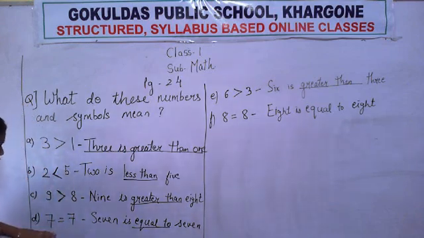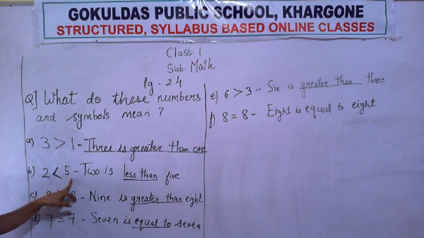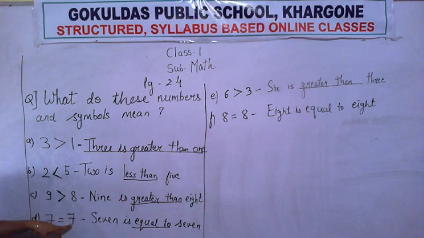Okay. For example, this is given. How do you read it? 7 is equal to 7. 3 is greater than 1. 2 is less than 5. 9 is greater than 8. 7 is equal to 7.